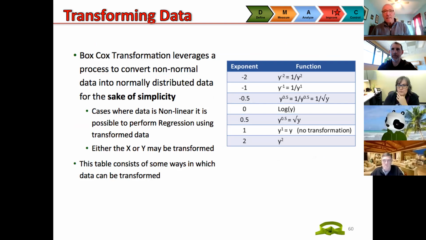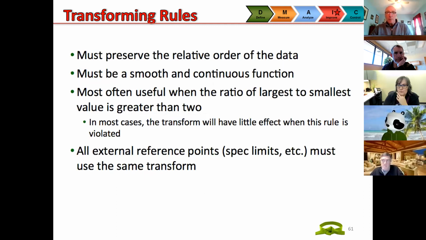Think about how nice it is. Once I have a stable process, all the tools that I can use in terms of predicting, it's just such a nice, neat thing you can do a lot with once I get my process into some form of a bell-shaped curve. But in cases of discrete data, which is stuff that you would count, not measure, yes, no, good, bad, that kind of thing, I could use Box-Cox transformation to turn it also. It's not easy. You must preserve the relative order of the data. It needs to be smooth and continuous.